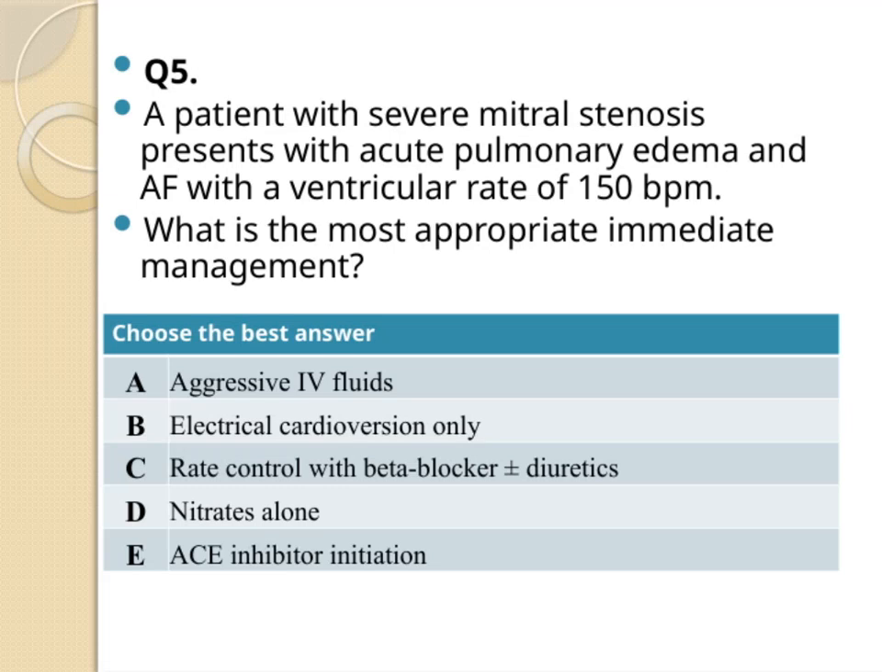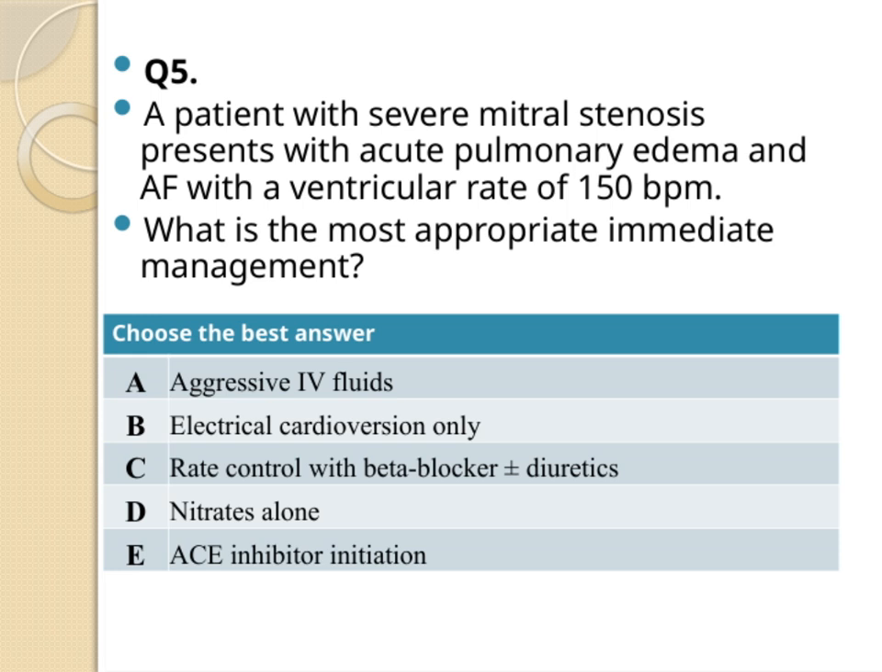Let's look at this clinical scenario. A patient with severe mitral stenosis presenting with acute pulmonary edema and atrial fibrillation, with a ventricular rate of 150 beats per minute. Now, this is a critical situation that requires prompt management. The key here is to stabilize the patient quickly and effectively. In such cases, we need to control the heart rate to reduce the symptoms and prevent further hemodynamic deterioration. Rapid ventricular rates can worsen pulmonary edema and compromise cardiac output in these patients.